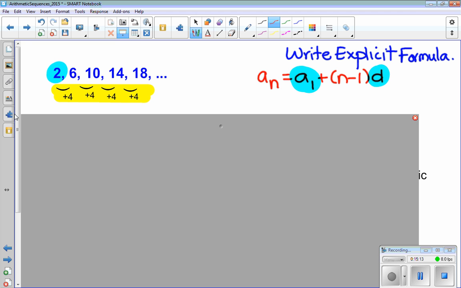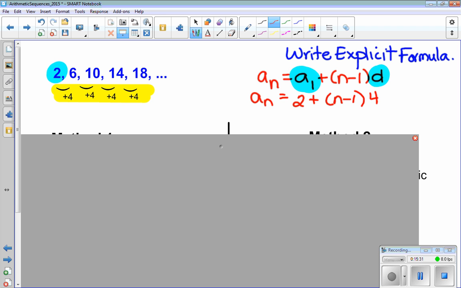So a 2 plus n minus 1. What's the common difference? 4. So I'm going to plug that in. What do you think I'm going to do here? Distribute the 4 and combine like terms. That's exactly what I'm going to do.